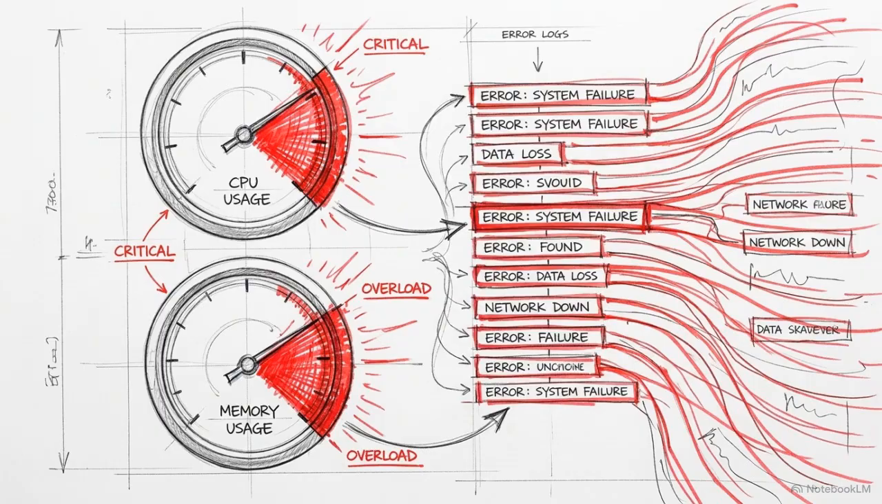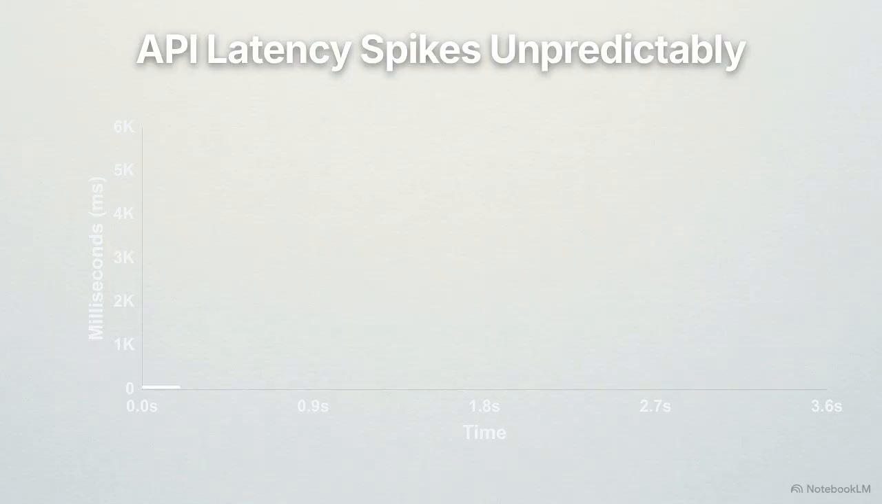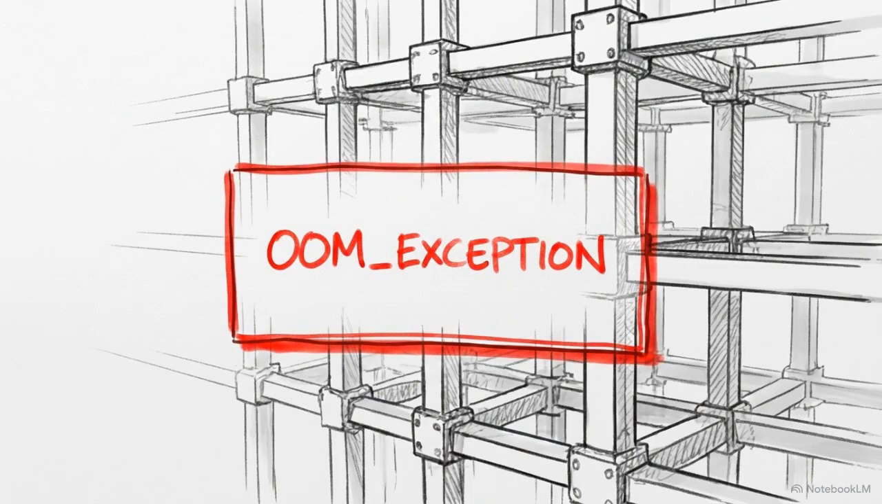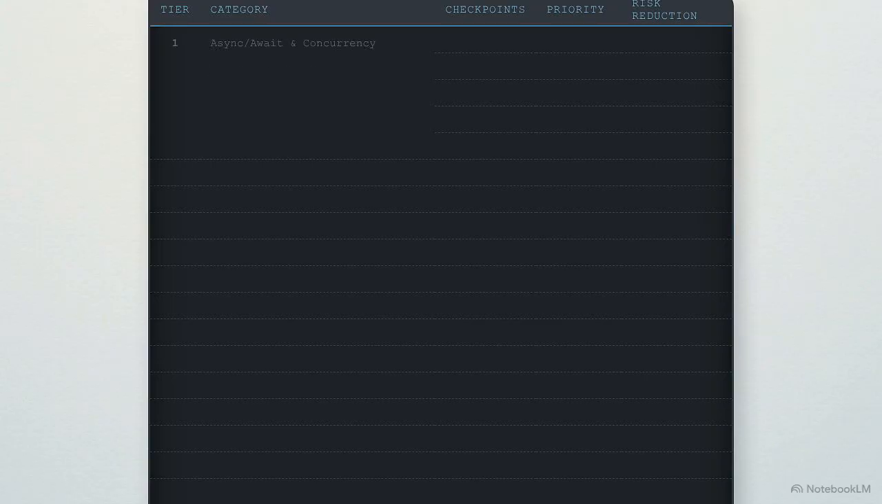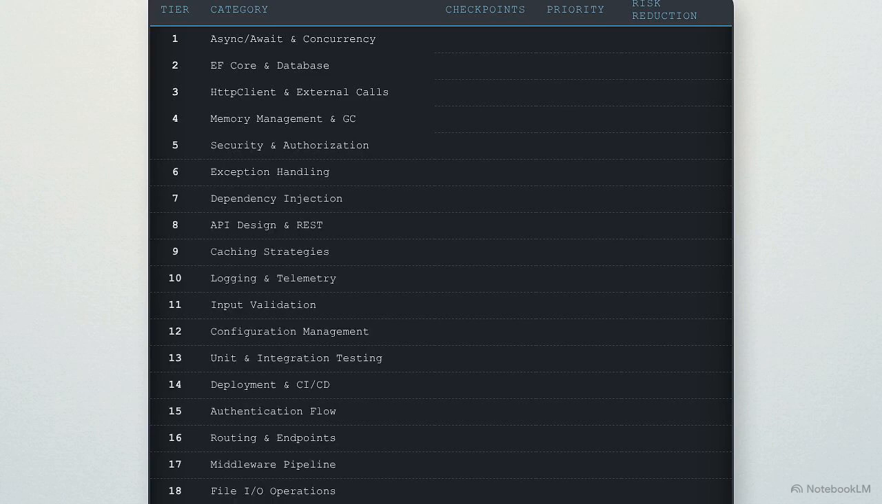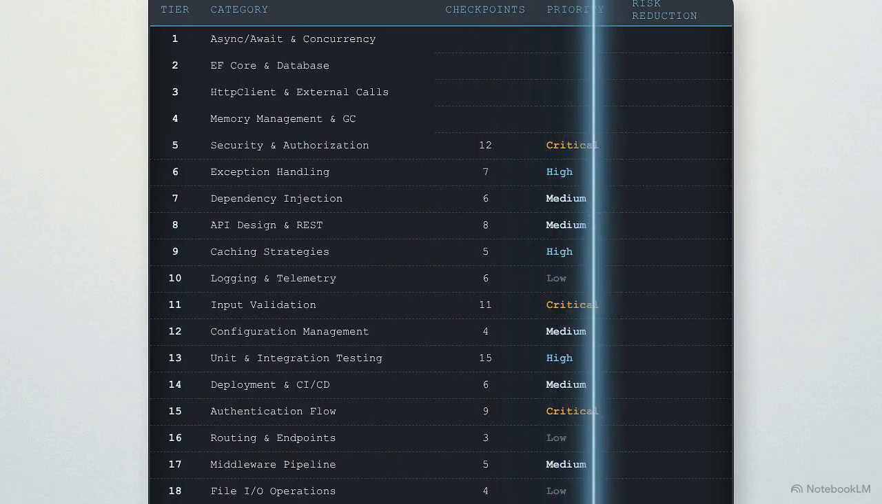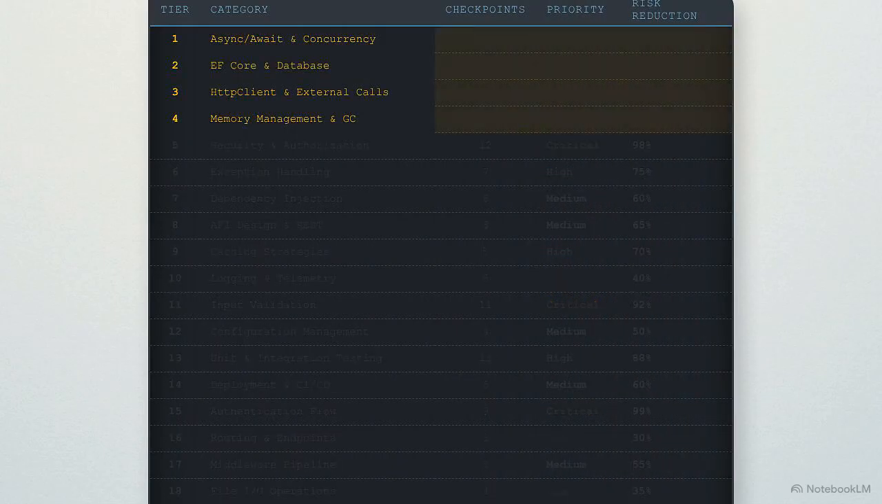Under heavy load, the immediate symptoms emerge. Response times spike unpredictably across all endpoints, followed closely by critical memory usage alerts as the infrastructure degrades. This diagram maps a 20-tier, 150-checkpoint code review matrix. It serves as a deterministic framework designed specifically to identify and eliminate these exact failure patterns.